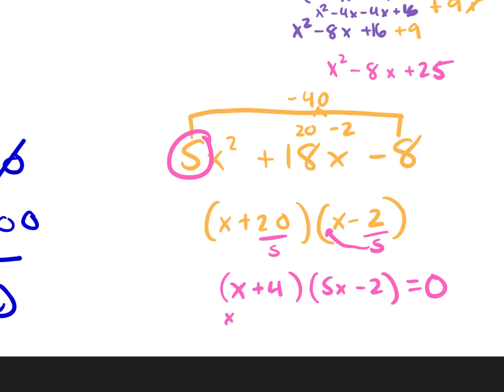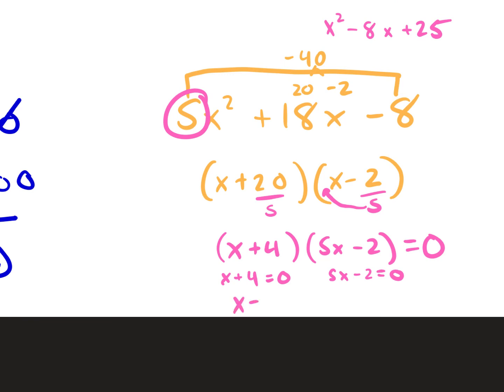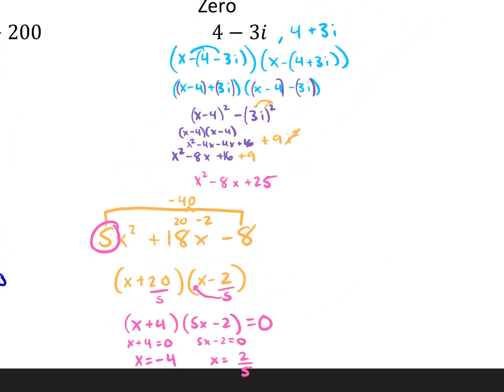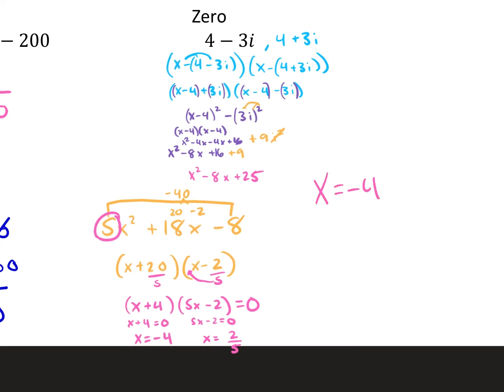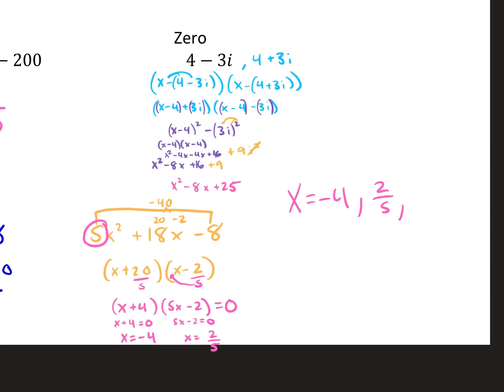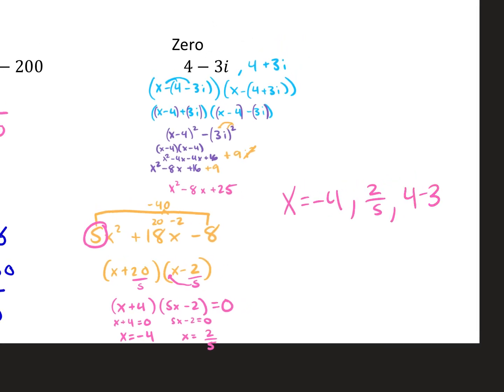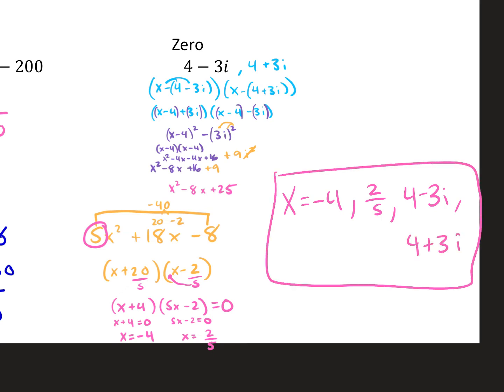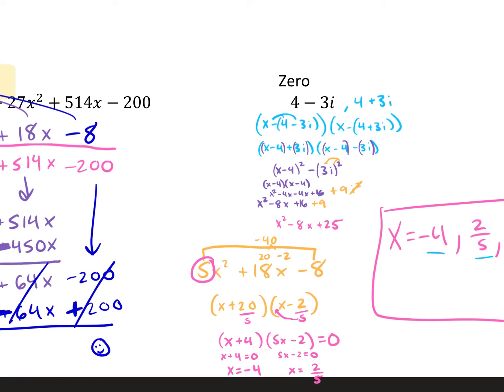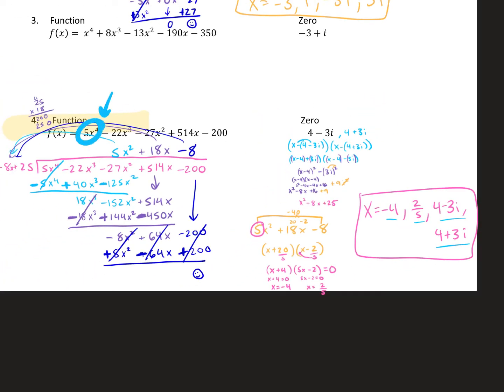So I'm going to make these each two little equations. So I have x plus 4 equals 0 and 5x minus 2 equals 0. Solve for x, and I get x equals negative 4, and x equals 2 over 5. So my answers are negative 4, 2 over 5, what else? 4 minus 3i, and 4 plus 3i. So these are my four answers, which I knew that I was going to have four answers from the start because I started with x to the fourth power.